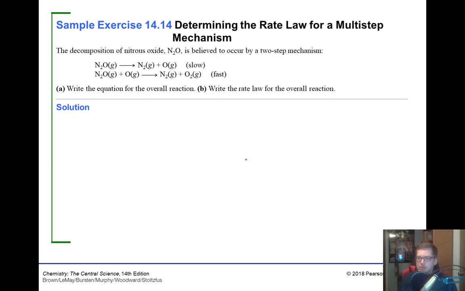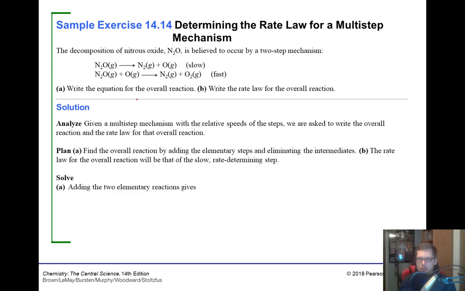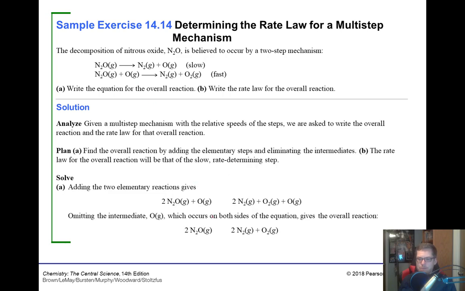So here's where the rubber meets the road: determining the rate law for a multi-step reaction. The decomposition of nitrous oxide is believed to occur by a two-step mechanism. So you've got N2O yields N2 plus O, and that's your slow step. And then N2O plus O yields N2 plus O2, and that's your fast step. Write the equation for the overall reaction. First, we're just going to cancel out all our species here. And so they got this as their overall reaction.